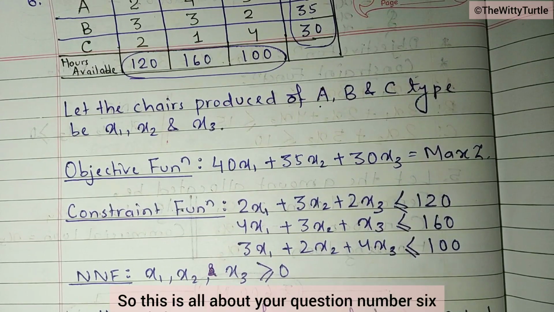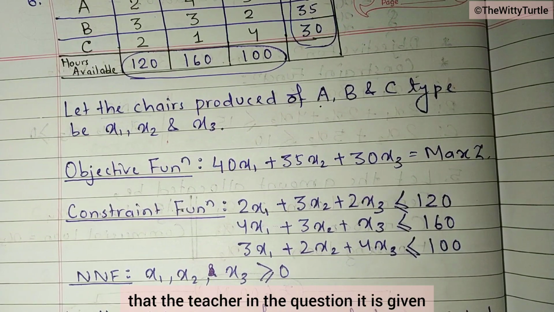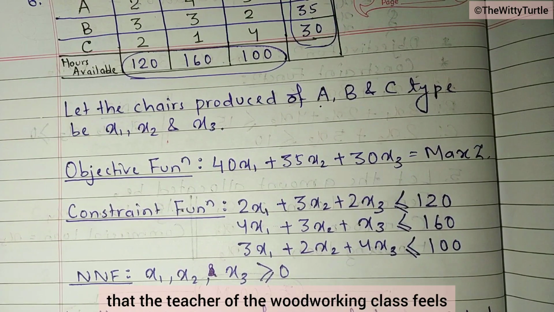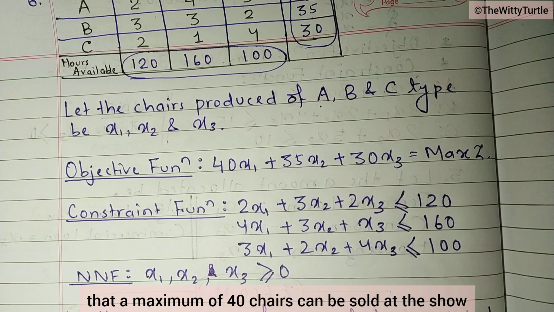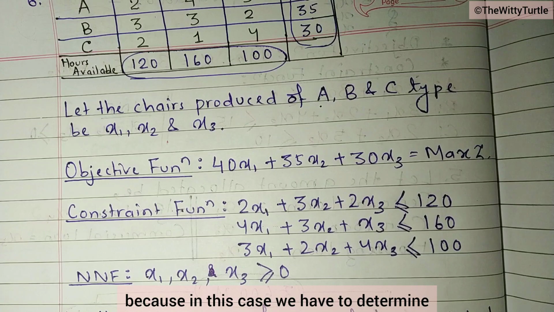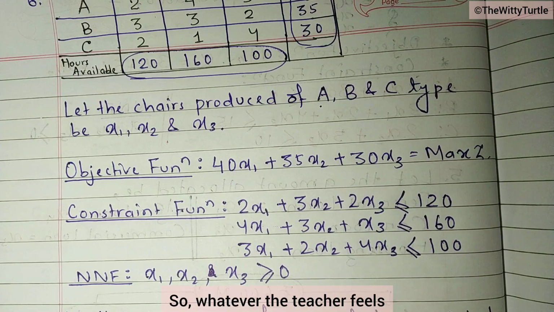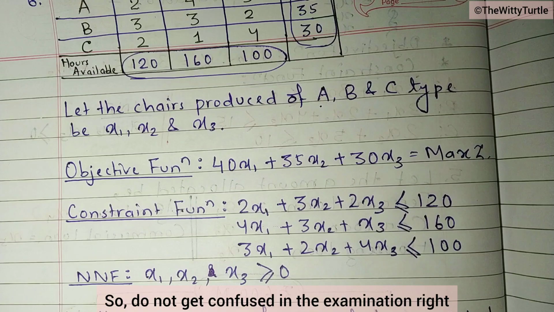So this is all about your question number 6. Now another thing you might get confused about: in the question it is given that the teacher of the woodworking class feels that a maximum of 40 chairs can be sold at the show. So this particular information is not relevant, because in this case we have to determine how many chairs should be produced to maximize profit. So whatever the teacher feels, that is immaterial. So do not get confused in the examination, right?